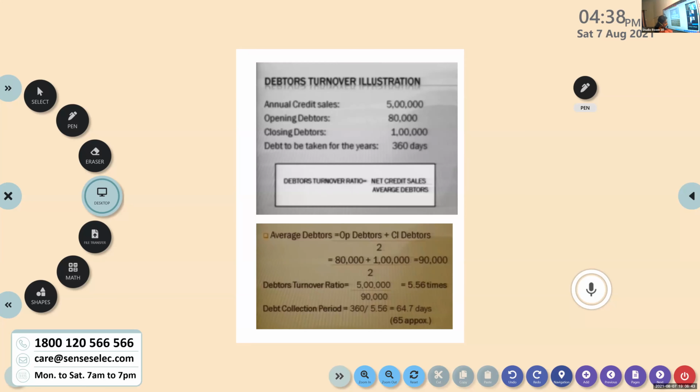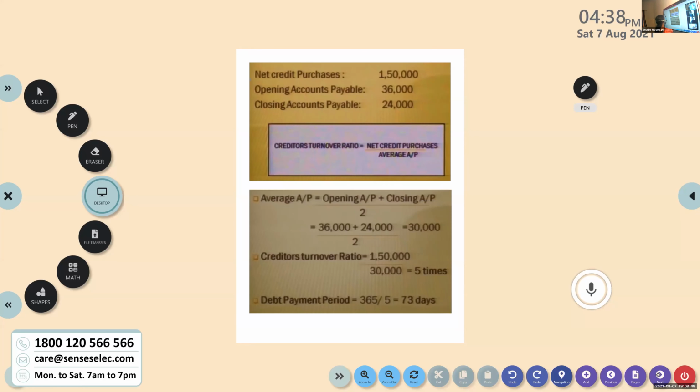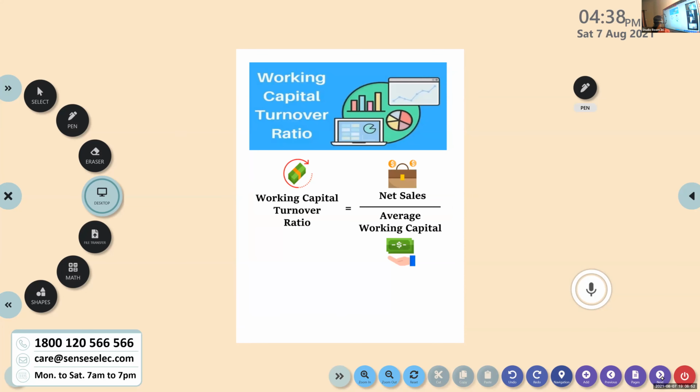So the last ratio in this category, that is turnover ratio, is the working capital turnover ratio. The formula to find out working capital turnover ratio is net sales divided by average working capital. Here we are finding out the efficiency at which the firm is making use of its working capital, how efficiently they are using the working capital of the firm.